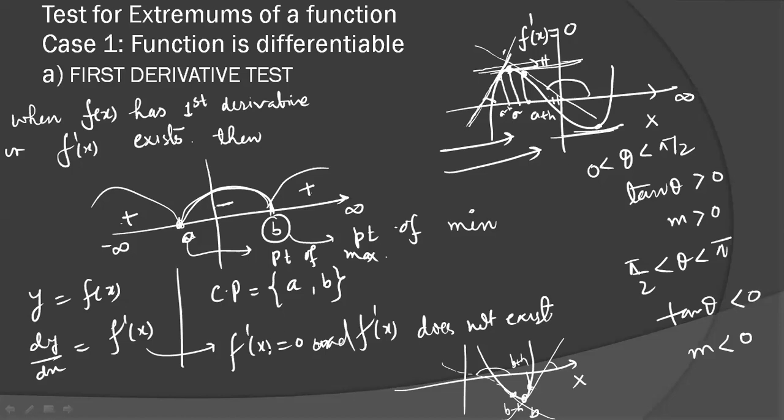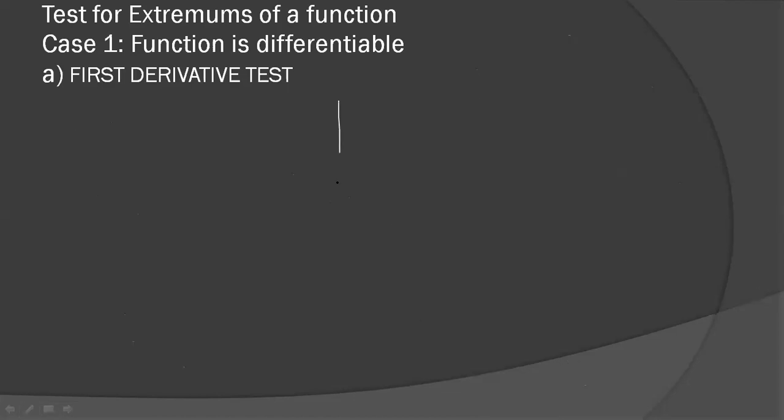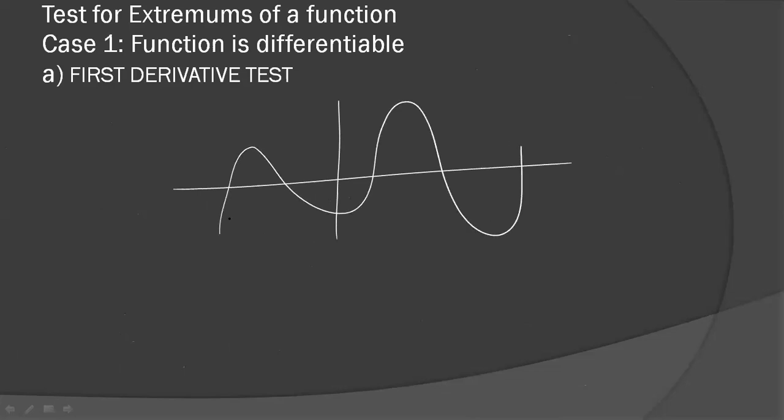But remember, we can have more than one maxima and minima in any interval. This is a local maxima, this is a local minima, this is a local maxima, this is again a local minima. And what are the critical points? Geometrically, these are the points where the tangent is parallel to the x-axis. Those will be the critical points, or where the derivative is not defined.